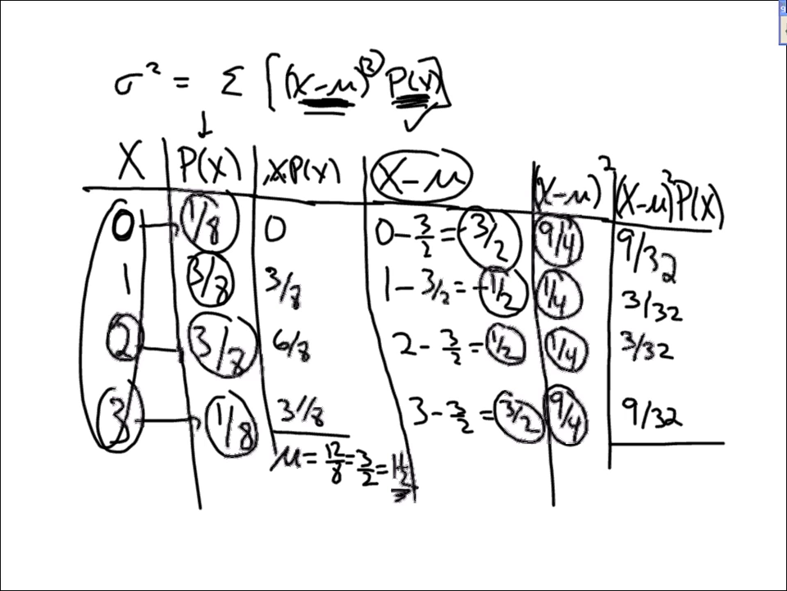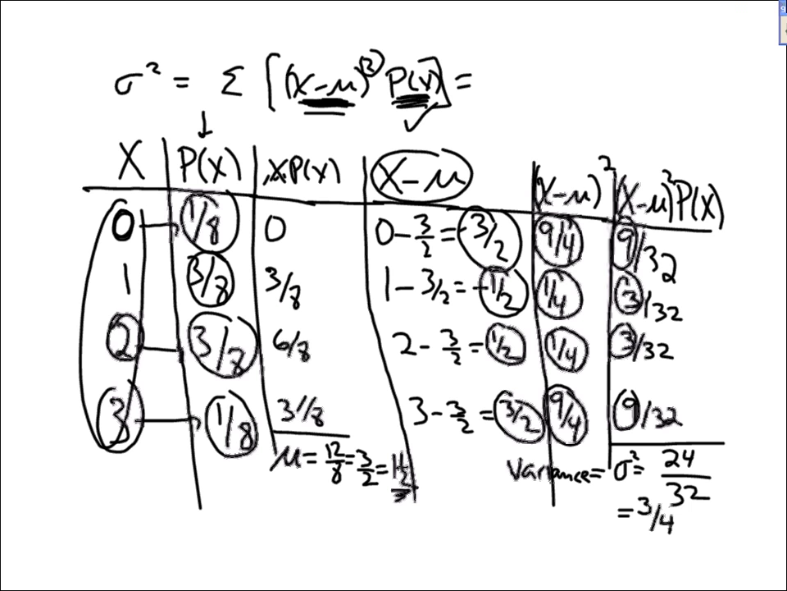And I got it. Sigma squared is the sum of these numbers. Now everything's over 32. I had the numerators 9 plus 3 is 12, plus 3 is 15, plus 9 is 24. Turns out that 8 goes into both the numerator and the denominator. 8 goes into 24 3 times, and it goes into 32 4 times. So that is the variance.